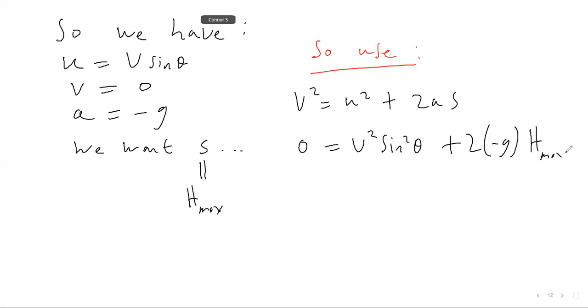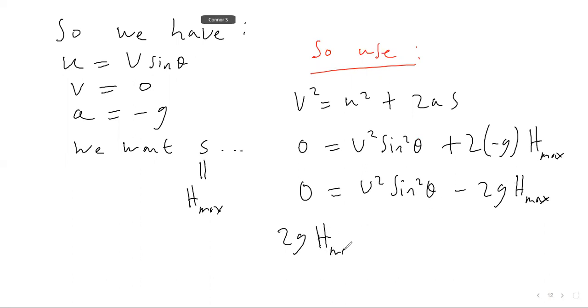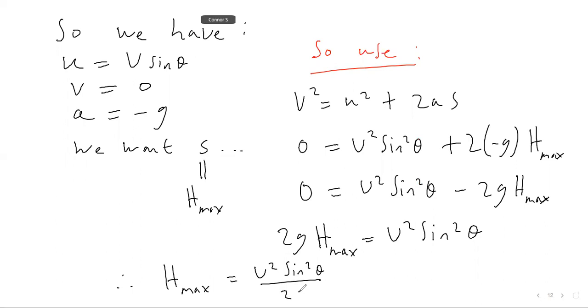So therefore what we get is 0 is equal to u squared sine squared theta, take away 2g h max, so your maximum height. Making h max the subject of the formula, adding the 2g h max to both sides, you get 2g h max is equal to u squared sine squared theta. Divide both sides by 2g. You therefore get that your maximum height is equal to u squared times sine squared theta divided by 2g.